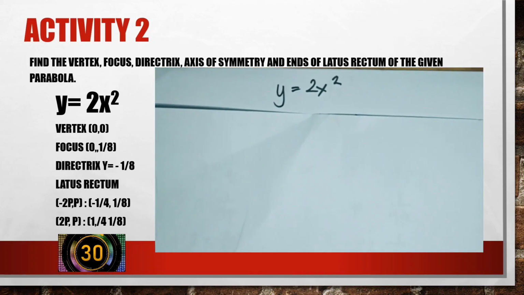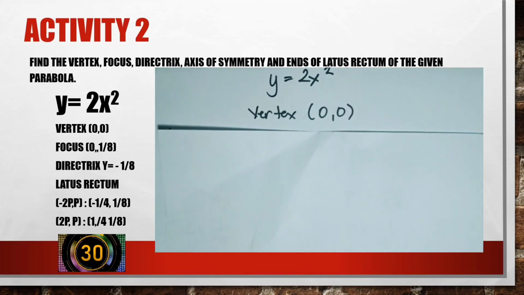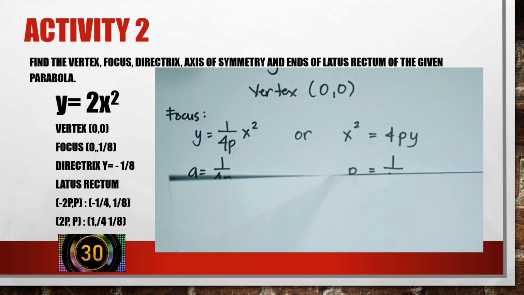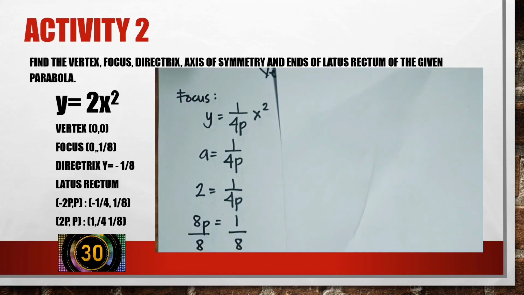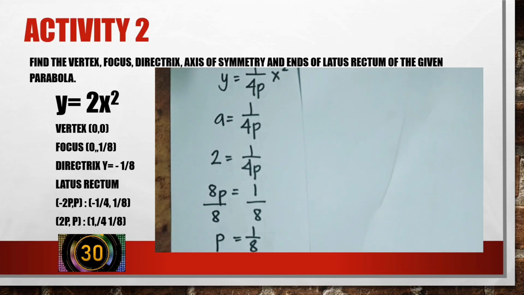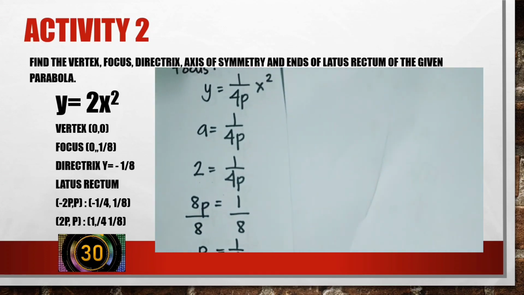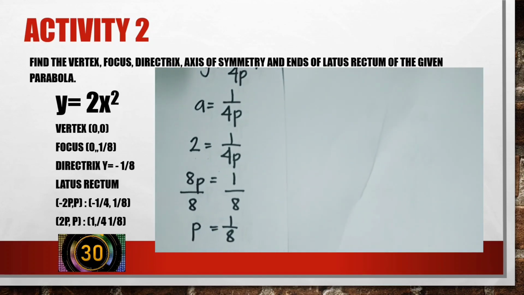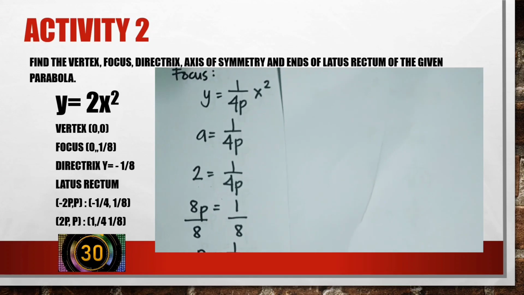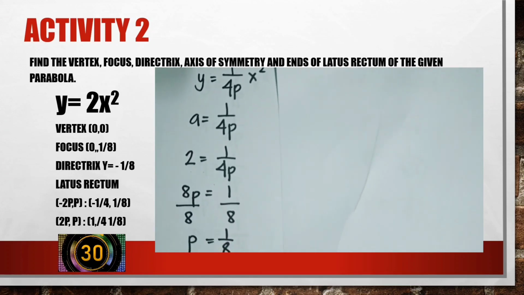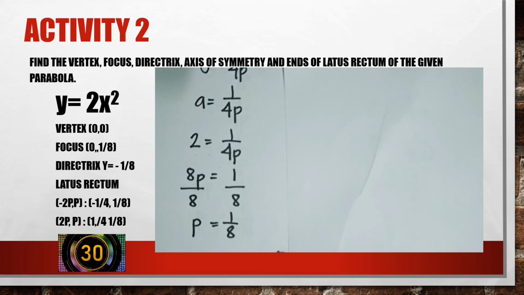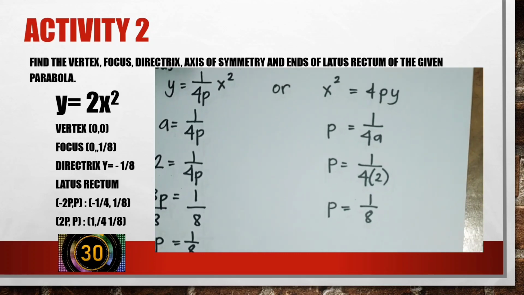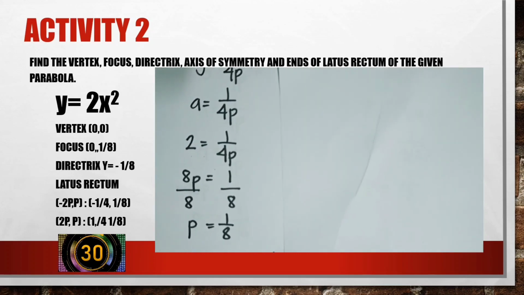For the solution in solving the equation y is equal to 2x squared, we have the vertex 0, 0, and for the focus, y is equal to 1 over 4p x squared or x squared is equal to 4py. Since the numerical coefficient of our equation is 2, substitute the value of a in the given equation. A is equal to 1 over 4p. Since our a is 2, 2 is equal to 1 over 4p. Cross multiplication, we have 8p is equal to 1. Divide both sides by 8, therefore p is equal to 1/8.